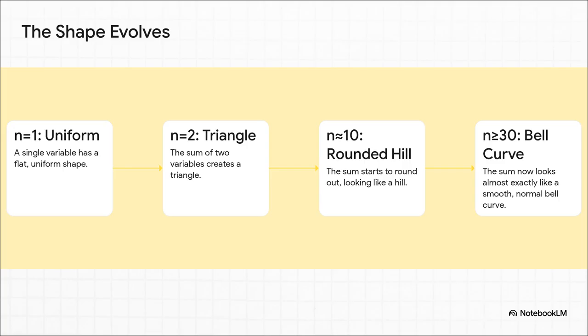As we keep adding more and more of these variables together, the shape of their sum just keeps evolving. When we're summing up 10 of them, our triangle starts to get these kind of rounded shoulders. And by the time we're summing 30 variables, wow, the shape is totally morphed into that unmistakable, elegant bell curve.